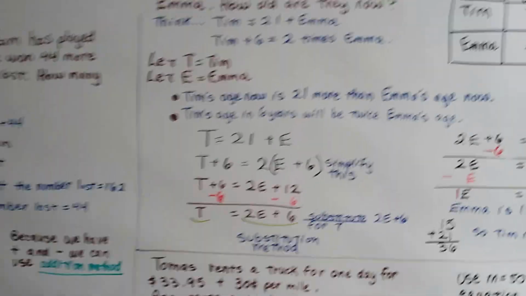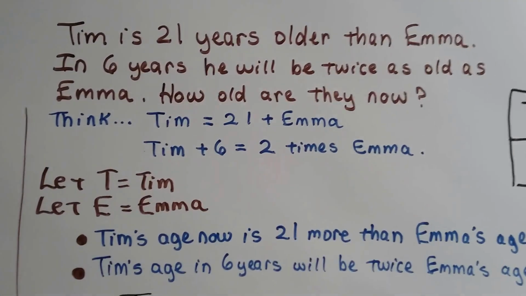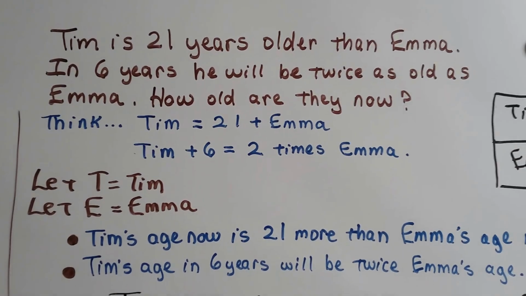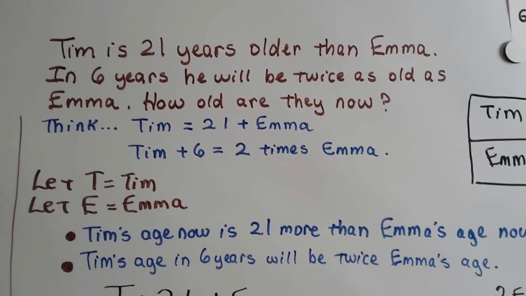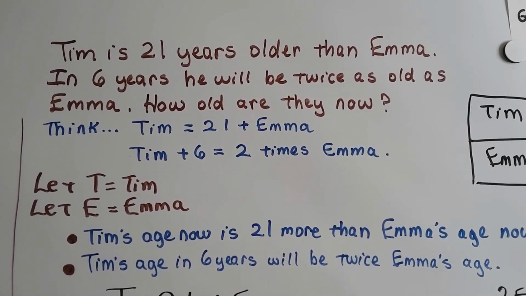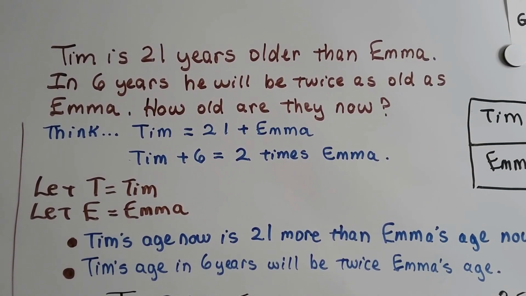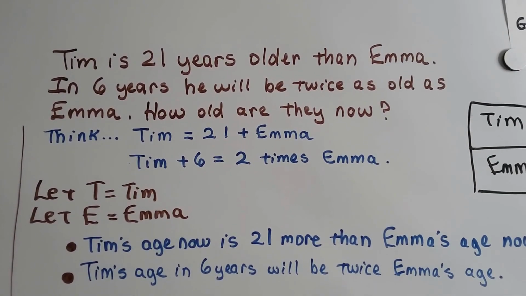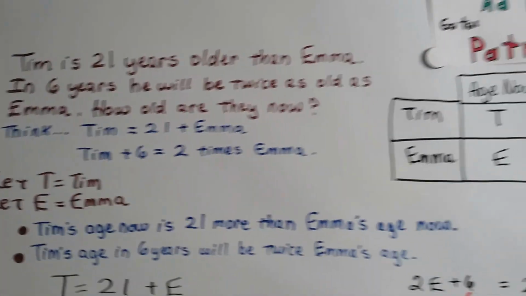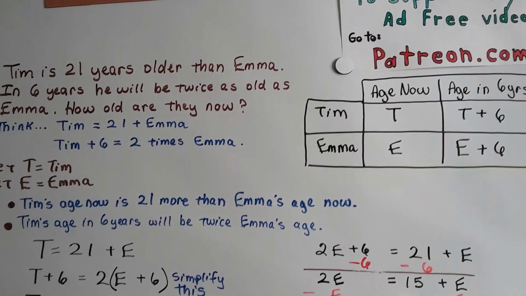All right. Now, you're going to see a lot of problems like this about people with ages that are older or younger. So Tim is 21 years older than Emma. In 6 years, he'll be twice as old as Emma. So how old are they now? All right, so we can make a table to help us. See how I did that?